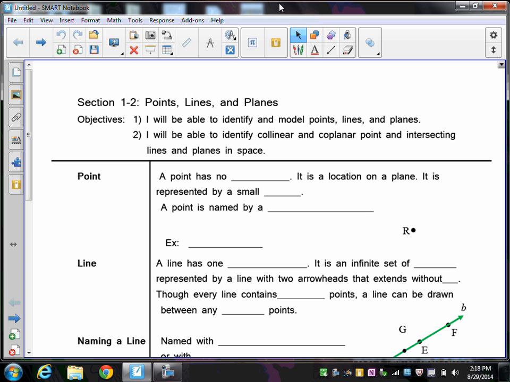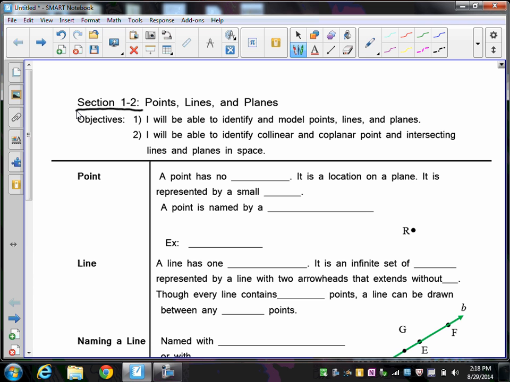This is the first set of notes for geometry for the year. If you follow along in our textbook, that's what this section right here is for, section 1-2. We're going to be talking about points, lines, and planes. The objectives are: I will be able to identify and model points, lines, and planes. And number 2, I will be able to identify collinear and coplanar points and intersecting lines and planes in space.